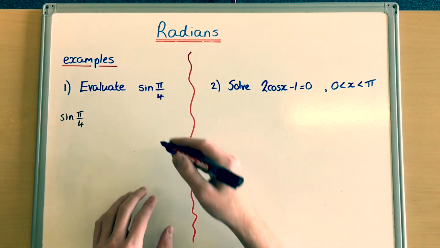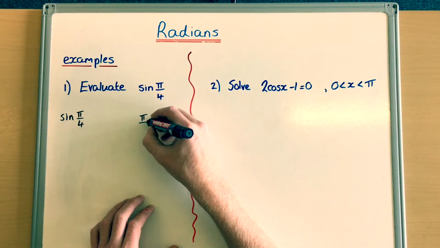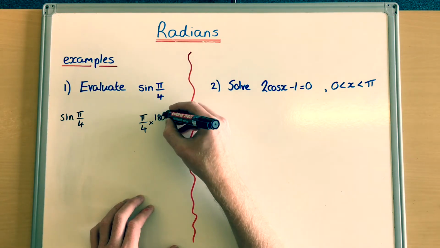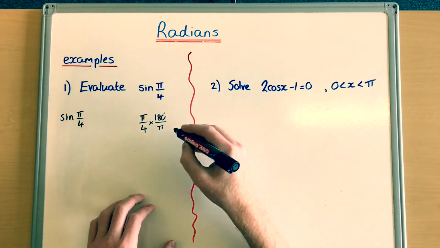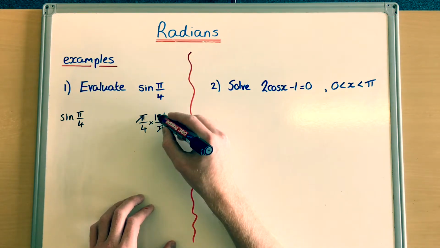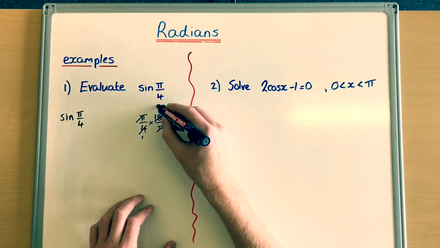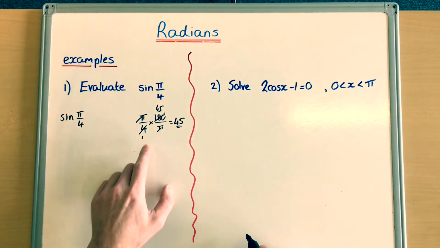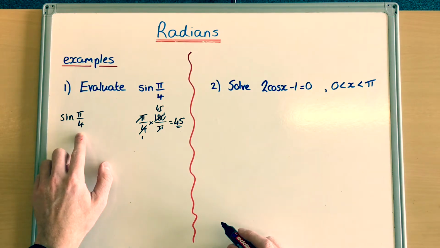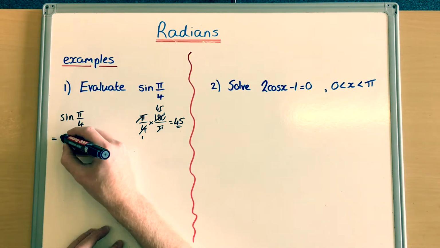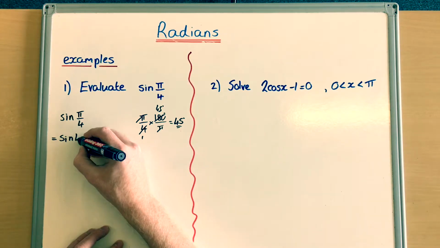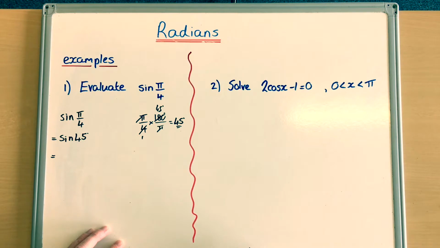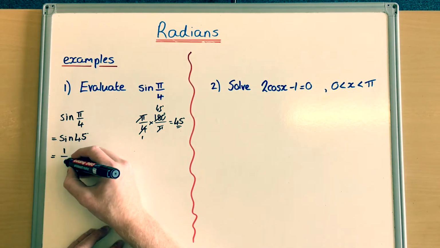So what I want to do is go to the side of my page. I'm going to take pi over 4 and multiply by 180, and divide by pi. The pi's will cancel. I can cancel by 4 and I end up with 45 degrees as being the same as pi over 4. So instead of evaluating sine pi over 4, I'm going to evaluate sine 45 degrees. And if I know my exact values, I can check my memory or I can draw triangles. I'll end up with the answer of 1 over root 2.